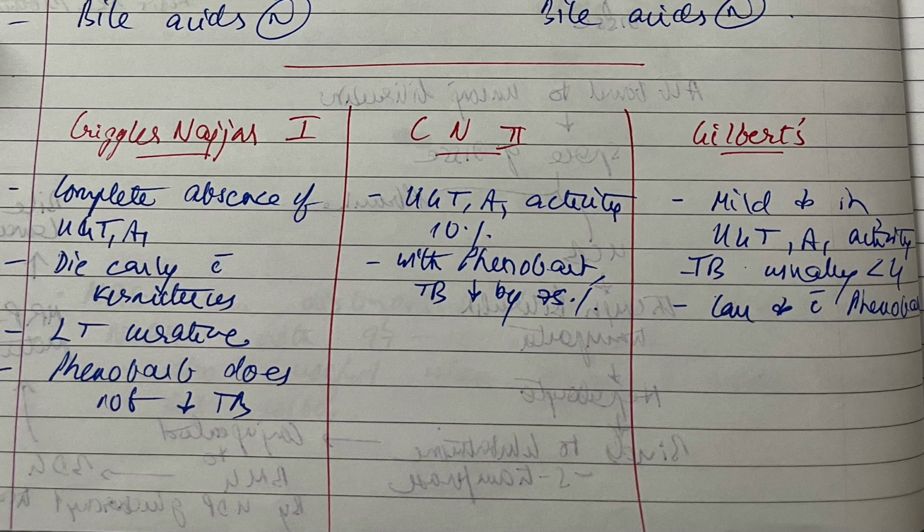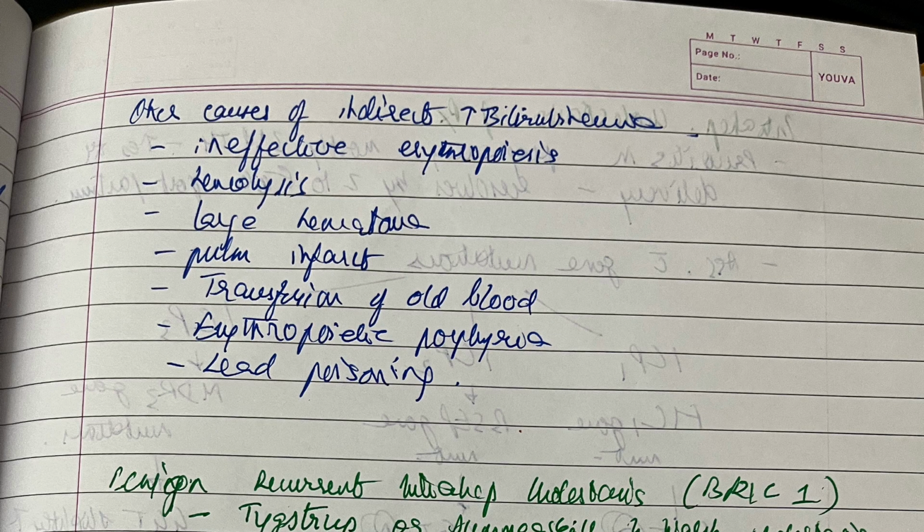Gilbert syndrome is a very benign one. There's a mild reduction in UGT1A1 activity. The total bilirubin is usually less than 4, and it can reduce with phenobarbital. Other causes of indirect hyperbilirubinemia are ineffective erythropoiesis, hemolysis, large hematomas, pulmonary infarcts, transfusion of old blood, erythropoietic porphyria, and lead poisoning.